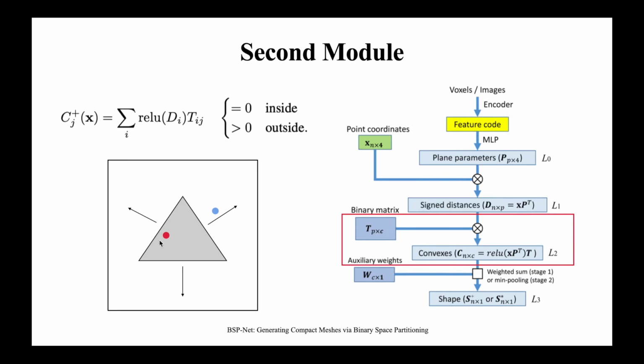For example, for this red point, if we do the ReLU, then all its side distances will turn to 0. Adding them together will still be 0. However, for this point, which is outside the convex, if we do the ReLU and then add all distances together, the summation would be a positive number. So during the early time of training, there might be several side distances that are positive. So the gradient will flow through all those planes, and the training process will be better than before.